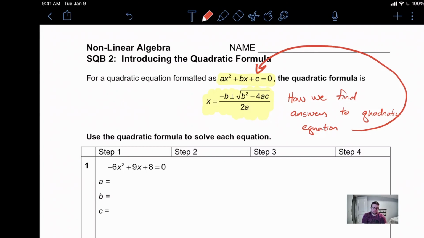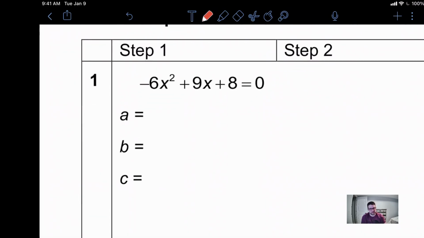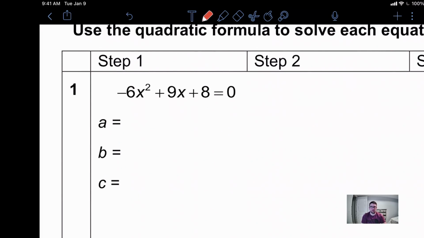Now, let's go through this process together here. So here's how you're going to start. First thing you're going to do in any one of these problems is you're always going to identify what is A, what is B, and what is C. Now remember, A is always the number that sits in front of x squared, B is the number that sits in front of x, and C is the constant, or the one that doesn't have an x.